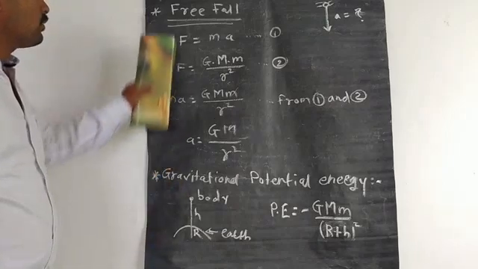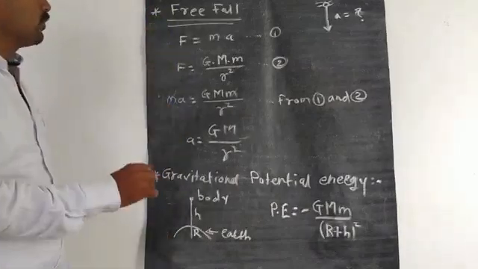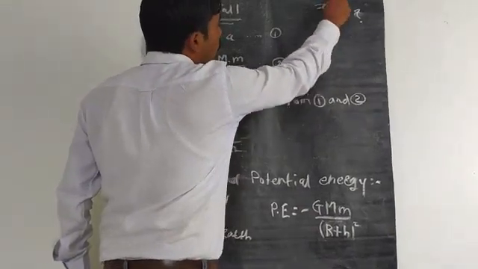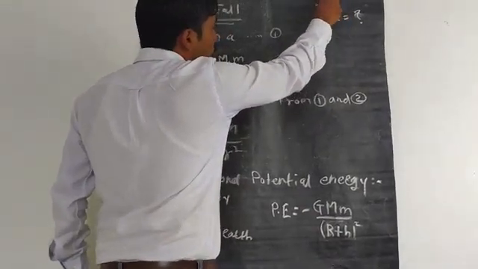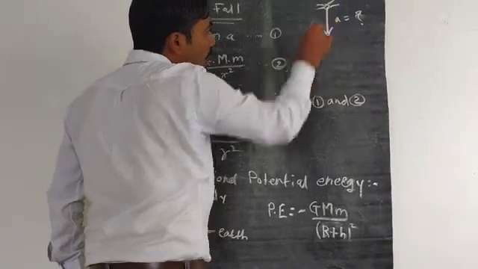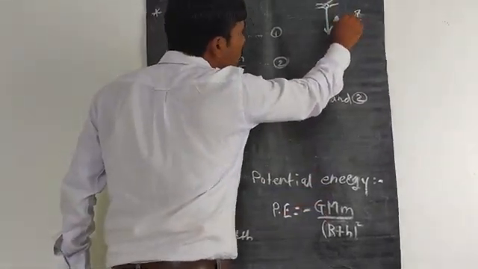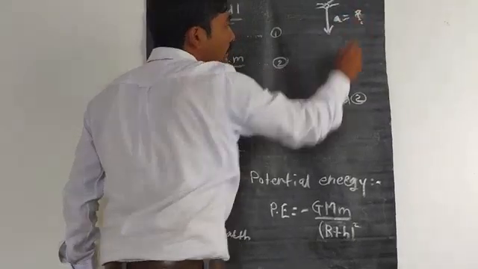Then when we do free fall, we have to find the acceleration. For example, this is one of the bodies. If it falls down, then we have to find this acceleration.